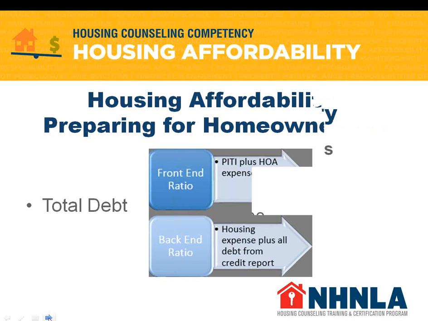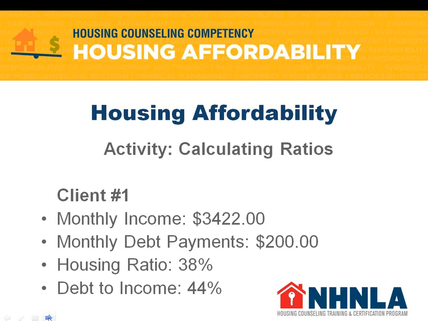Let's look at a couple client examples. This client has a monthly income of $3,422. The debt payments total $200. Now, the missing piece here is the mortgage payment. So if the housing ratio is 38% and the total debt to income is 44%, what do you think the house payment would be? So let's look at some other questions related to this scenario.